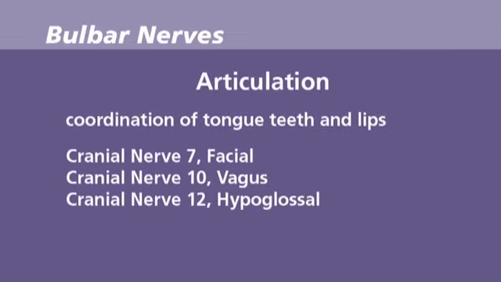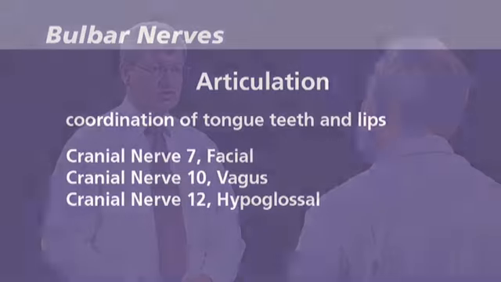Now I'm going to test for articulation, which involves coordination of tongue, teeth and lips, and requires the facial, vagus and hypoglossal nerves. Could you say the days of the week? Sunday, Monday, Tuesday, Wednesday, Thursday, Friday, Saturday. Thank you. What I'd like to do now is to examine the back of your throat.